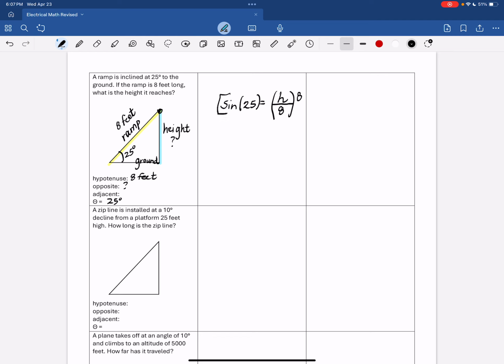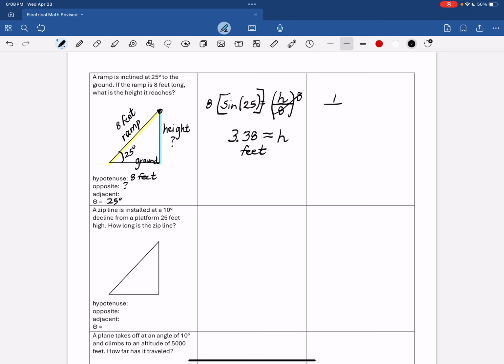So we will multiply both sides by 8, cancel. So the height is going to be approximately 8 times the sine of 25. So about 3.38 feet.